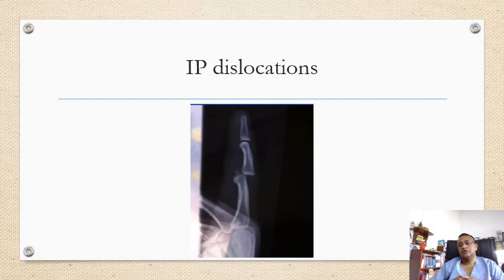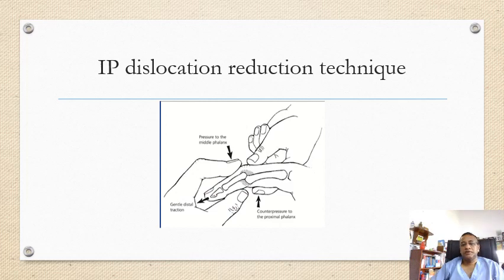The other dislocation is a small joint dislocation, that is interphalangeal joint dislocation. These occur mostly as sports injuries, in people who play with balls like basketball, volleyball, beach volleyball, handball. This can be reduced in the outpatient department. It is not complicated. It is a simple procedure.